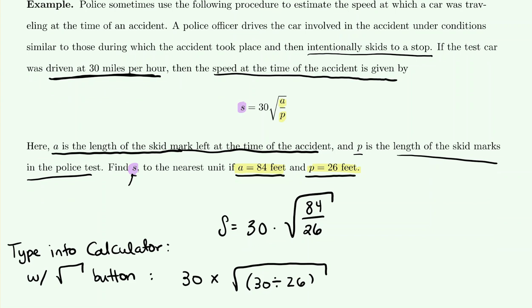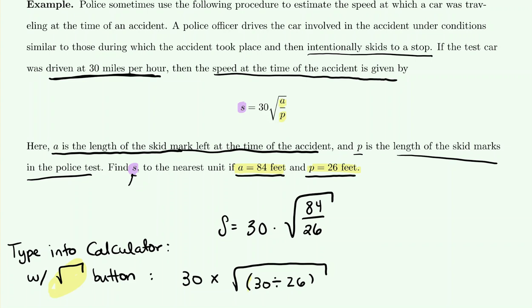Now, if you've got the square root button on your calculator, you would first type 30 times, and then you would press the square root button. It would bring a square root up. Then you would type in parentheses 30 divided by 26, close parentheses. These parentheses tell the calculator that you've got a fraction inside the square root.